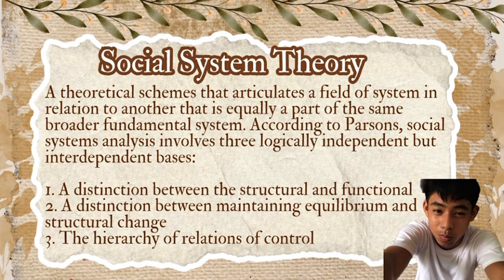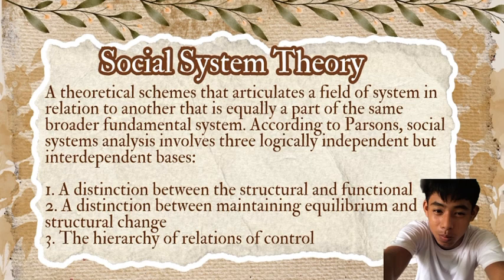A social system theory is a theoretical scheme that articulates or describes a field of system in relation to another that is equally a part of the same broader fundamental system. So today we're talking about social system theory. Think of it as a way to understand how societies, organizations, or even groups work by looking at how all the different parts connect and affect each other.